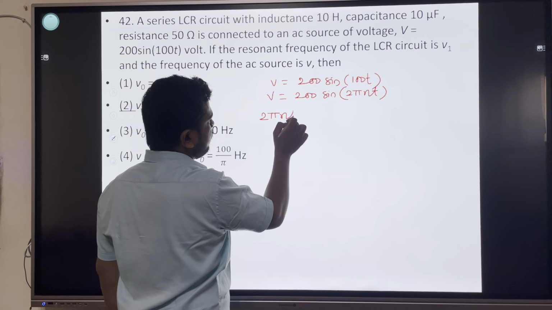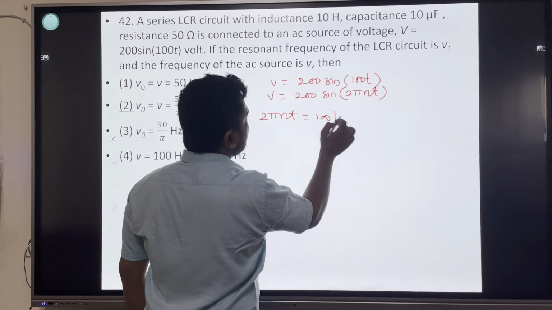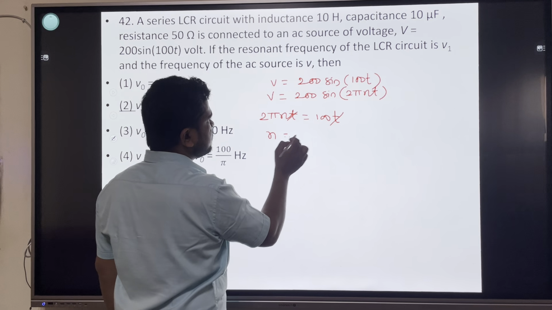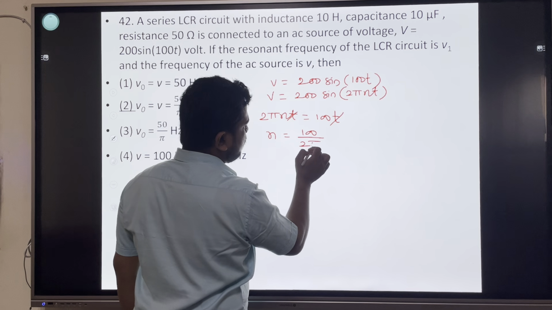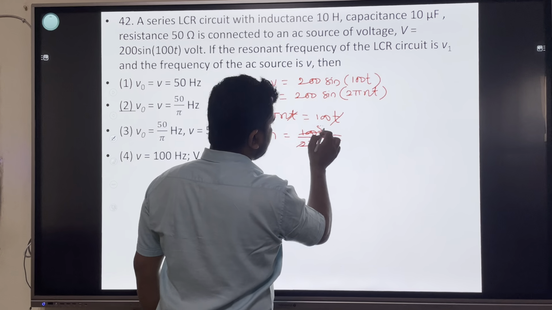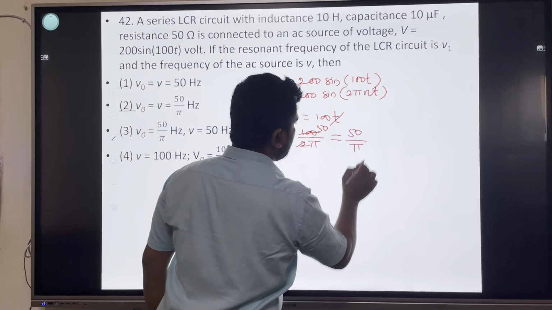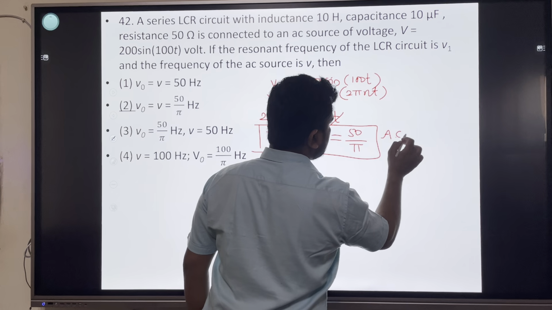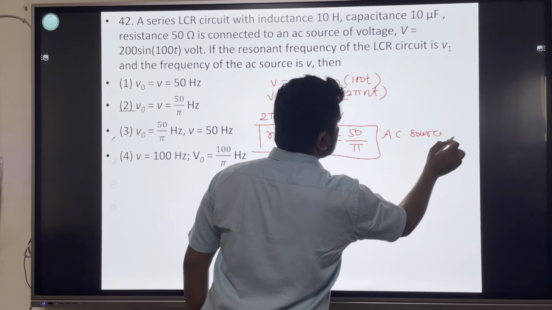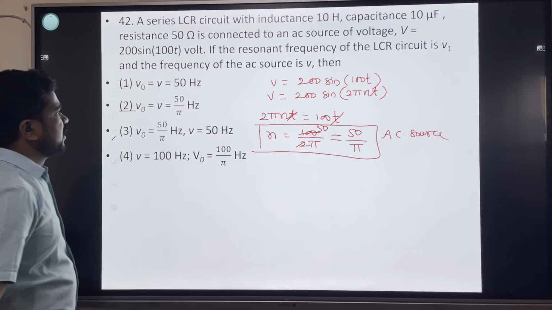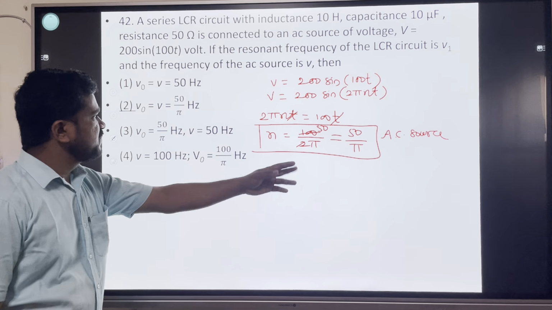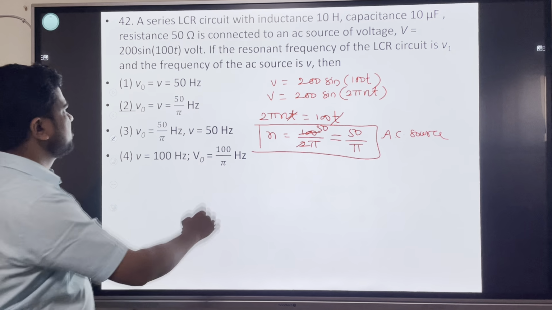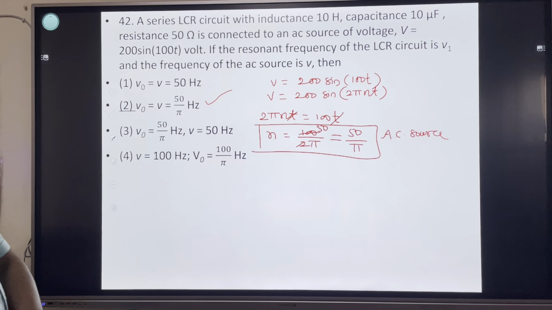2 pi nt is equal to 100t, t cancels, n is equal to 100 divided by 2 pi, which is 50 divided by pi. This is the frequency of the AC source, the frequency of the AC source given in the question. Now, the frequency of AC source is 50 upon pi. Only one question, only one answer. The frequency of AC source is 50 upon pi.